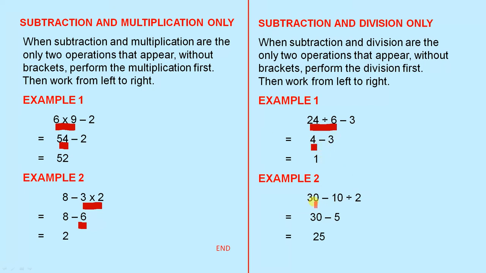Example 2. 30 minus 10 divided by 2. 10 divided by 2 gives you 5. 30 minus 5 equals 25.